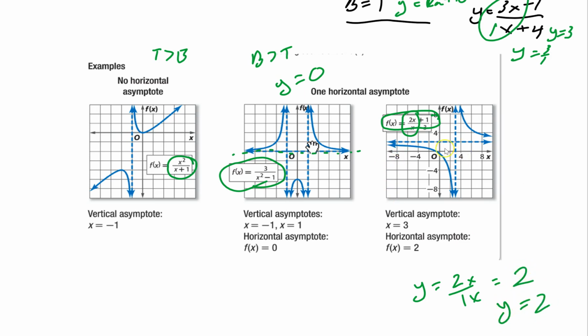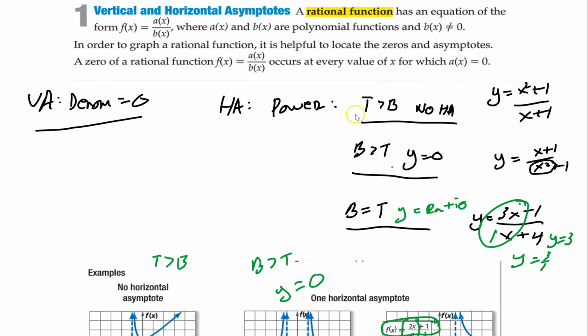And if you look at what they draw it at, right here at 2. So again, to recap, horizontal asymptote, right? It's all about the powers. Top bigger than bottom is none. Bottom bigger than top is 0. And if they're the same, it's the ratio.